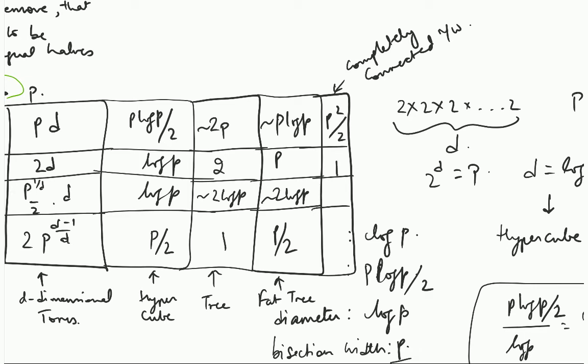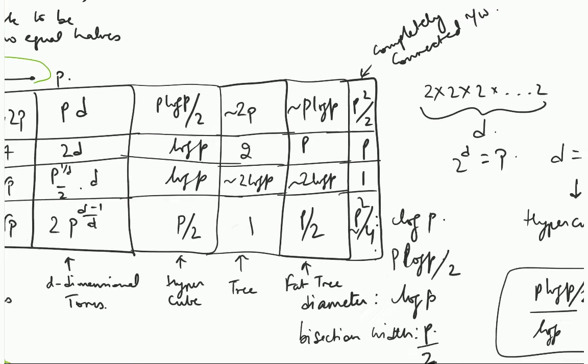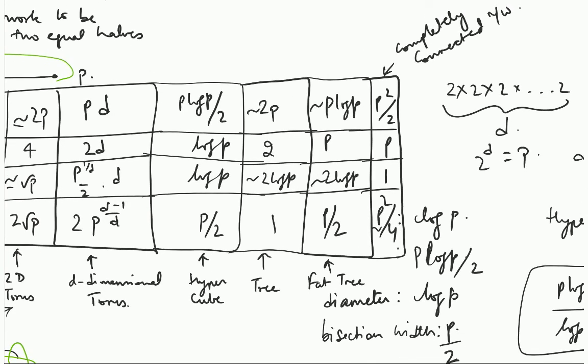What is the degree? P. What is the diameter? 1. And what is the bisection width? We spoke about this, it's about p square by 4 roughly. P by 2 nodes on the left, each sending edges to p by 2 nodes on the right. So that's it, that's your complete scenario.